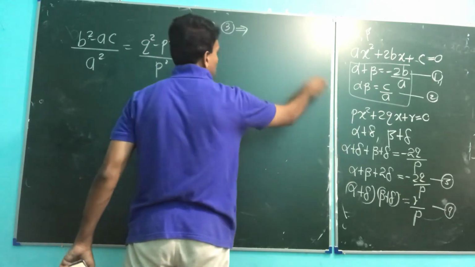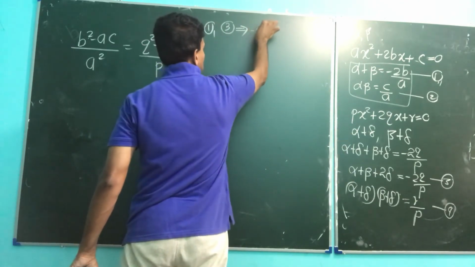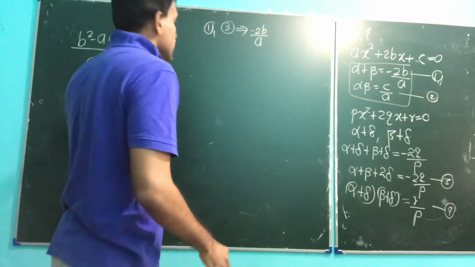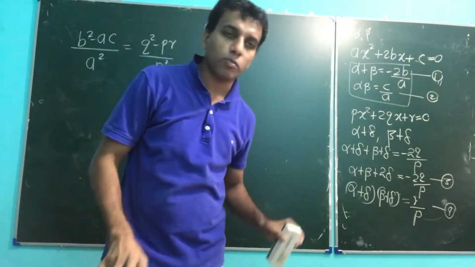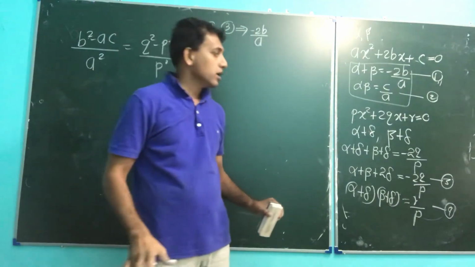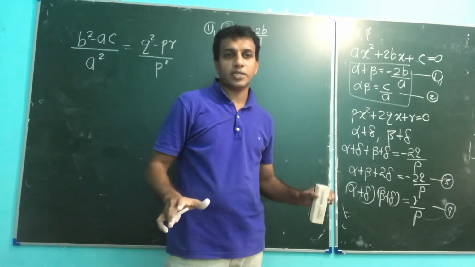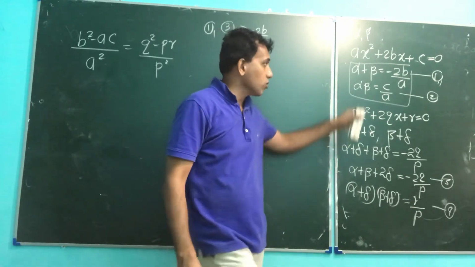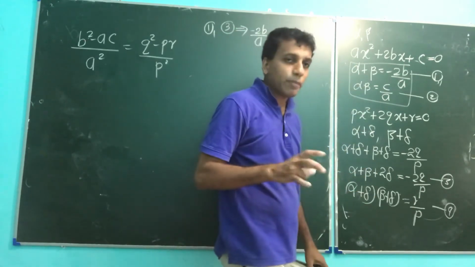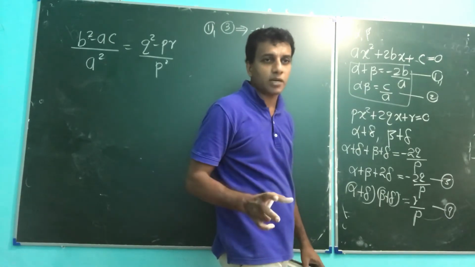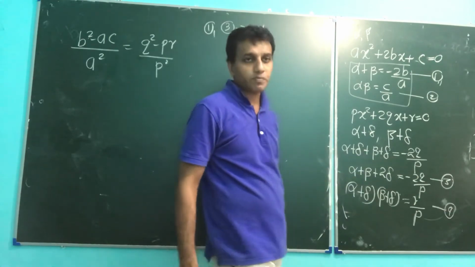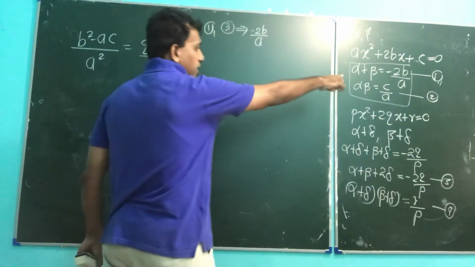Alpha plus beta is minus 2b over a. See, in the answer there's no alpha, there's no beta, there's no delta. Therefore you should remove those things, and especially you have to find the delta, because in both equations alpha and beta are common terms, and only delta is different.